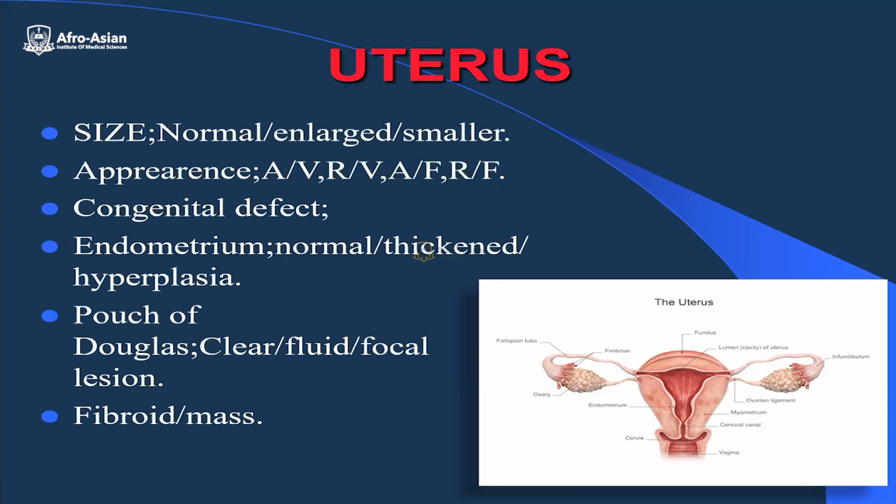Any uterus above 10 centimeters is usually labeled as an enlarged uterus. Any uterus which is less than 5.5 centimeters from the external os to the fundus is called a smaller uterus or infantile uterus. We are talking about a non-gravid uterus. Obviously, in the second and third trimester, a gravid uterus, the uterine size will be enlarged.